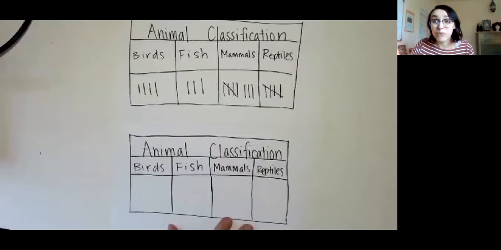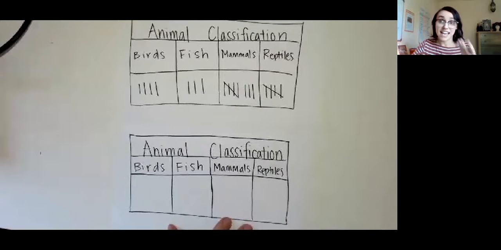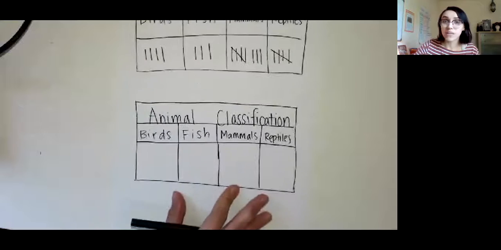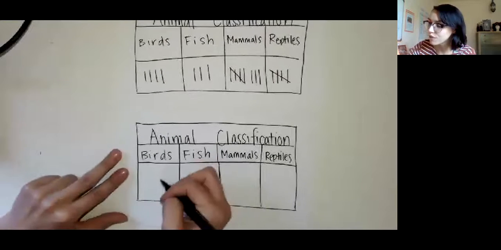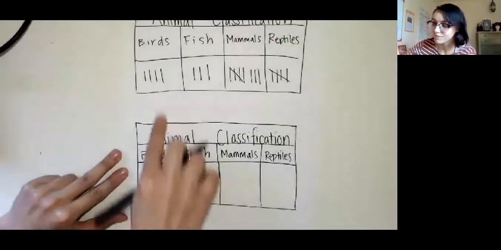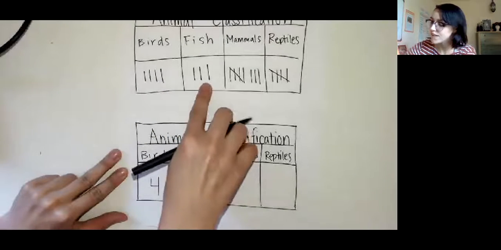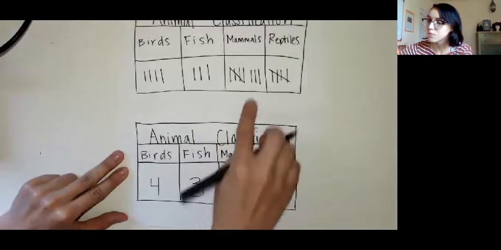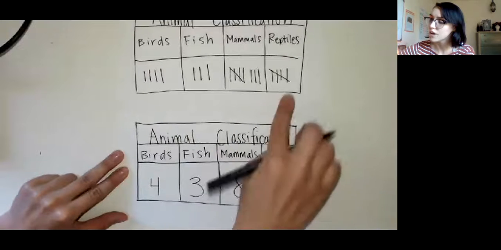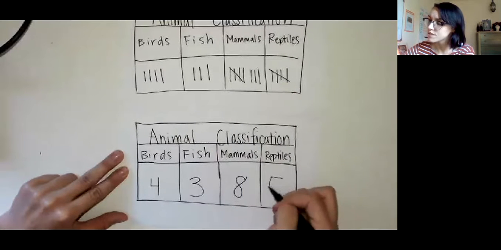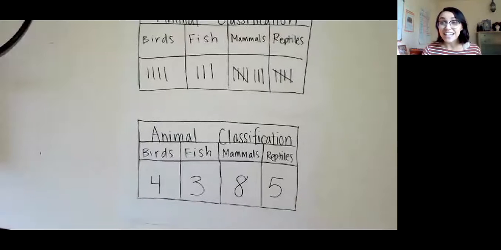Now, another way we could have kept track of our data, the tally marks worked great, but we also could have just written the numbers, right? There were 4 birds, there were 3 fish, there were 8 mammals, there were 5 reptiles. All right, let's take another look at our objectives for the week.